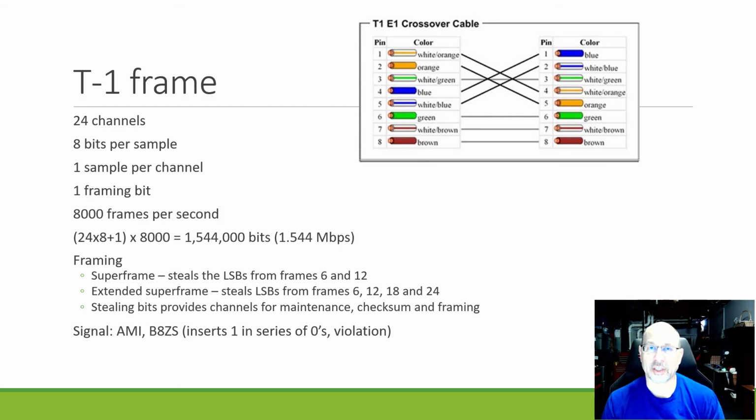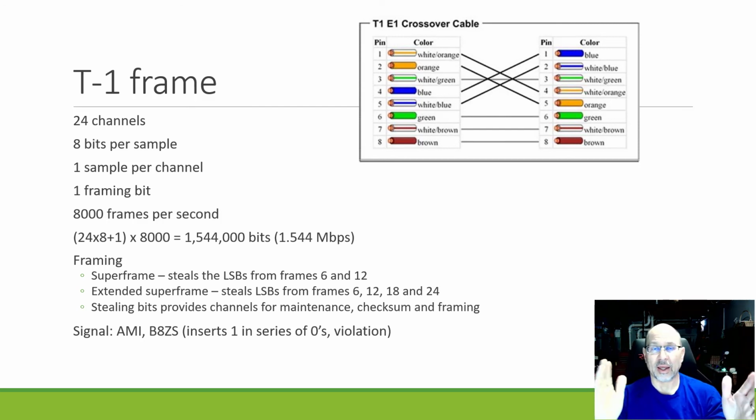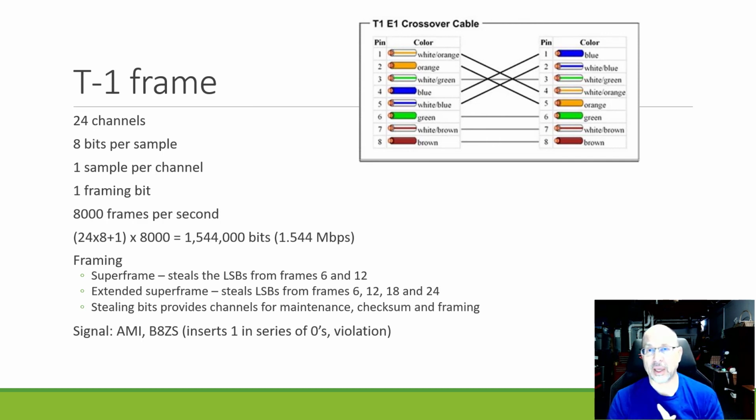But how do you calculate the T1 data rate? Well, when you're building a T1 frame, we take 8 bits from each one of those 24 channels. So 8 times 24, but then we add a framing bit to indicate either the beginning or the end of the frame, depending on how you look at it. That is 193 bits, but we do that 8,000 times a second. So 193 times 8,000 gives us 1.544 megabits per second, which is the T1 data rate. Not the same for E1, which has a different number of channels.